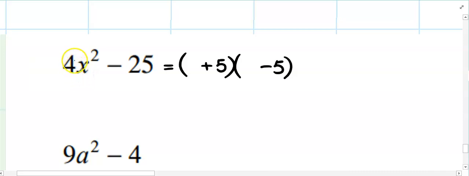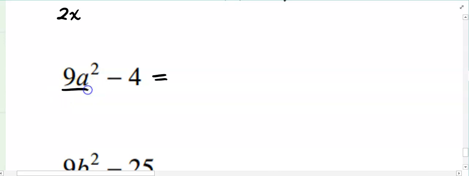Here, if it was just x squared, we would put an x and an x, but it's not just x squared, it's 4x squared. What times itself gives me 4? And the answer is 2. 2x times 2x is 4x squared. In other words, I'm taking the square root of this term. Square root of 4 is 2. Square root of x squared is just x.